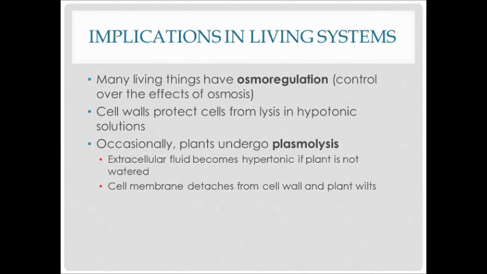So many living things have osmoregulation. They're able to control the effects of osmosis so that they don't have this lysis and crenation happening in their cells. In organisms that have cell walls, the cell walls help to protect the cells from lysis when they're in hypotonic solutions. Plants can undergo plasmolysis if the extracellular fluid of the plant becomes hypertonic. Then water will rush out of the plant cells into the extracellular fluid. The cell membrane will detach from the cell wall and the plant will wilt.